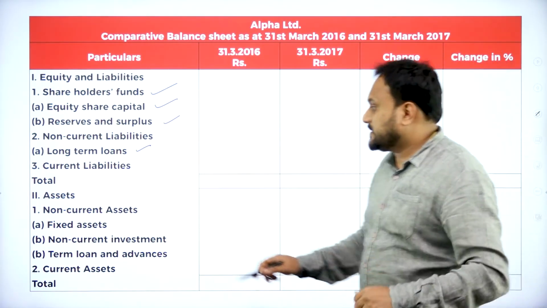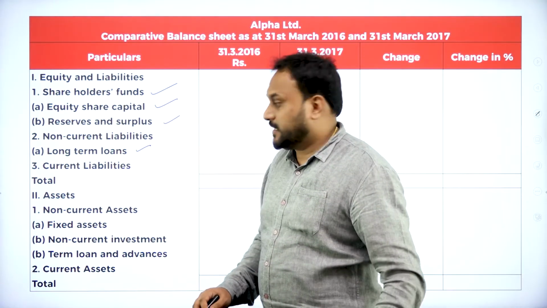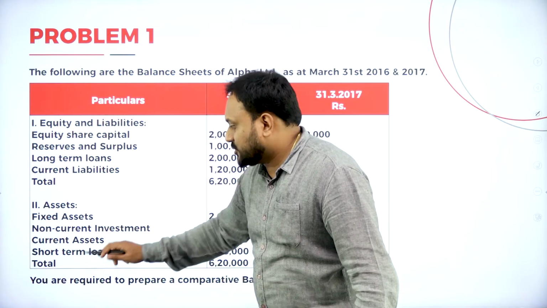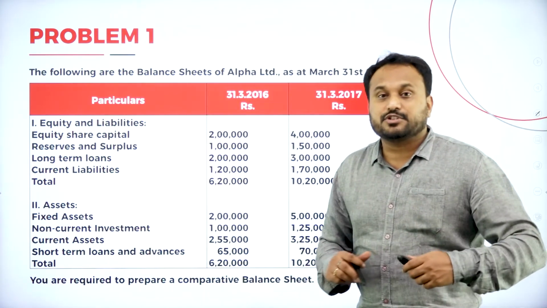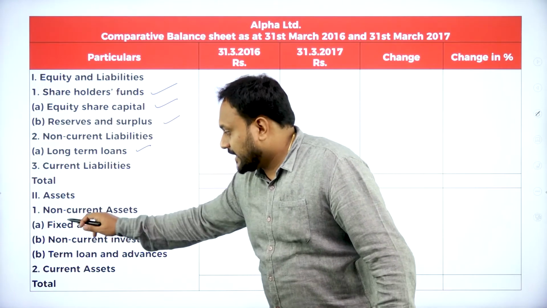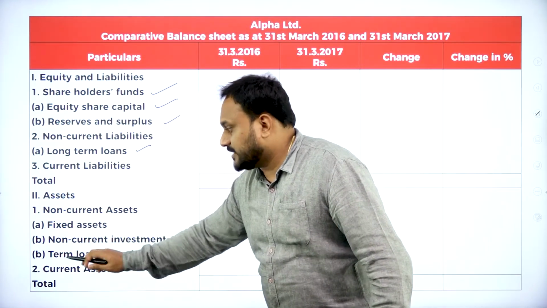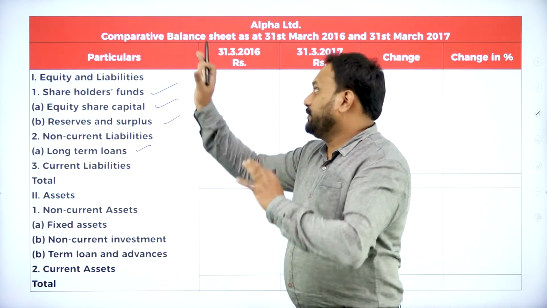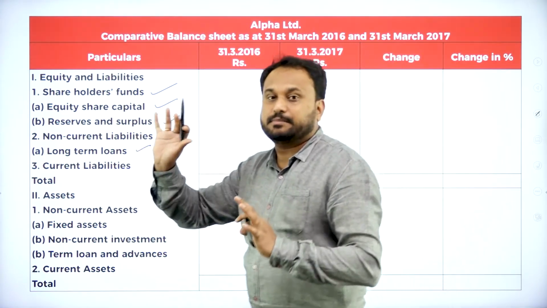Done. Next is assets. Now understand this asset: fixed asset, non-current investment, current asset, short term. So we are supposed to give a heading for it, that is called non-current. In that A, B, C, these three will come under non-current. The last one is current asset. Now, we went with the particulars. Done with the particulars.